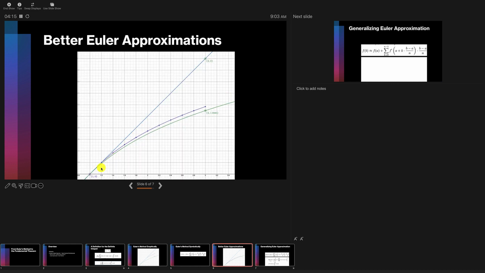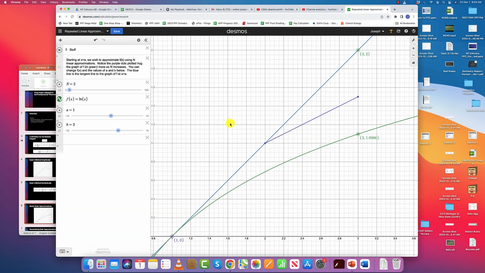Students, I think, naturally get curious: well, okay, 10 steps was better than 2 steps, and 2 steps was better than 1 step. Can we just continue this process indefinitely? And so here's a little demonstration that students can play with. Right now you have a 2-step linear approximation, or Euler approximation, and this slider lets you increase the number of steps. So I'm going to go from 2 to 8.